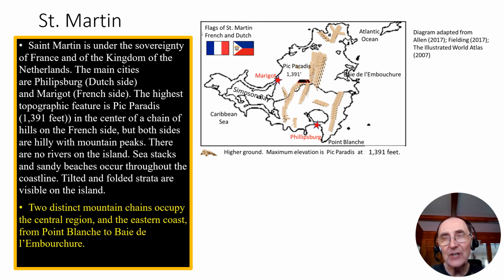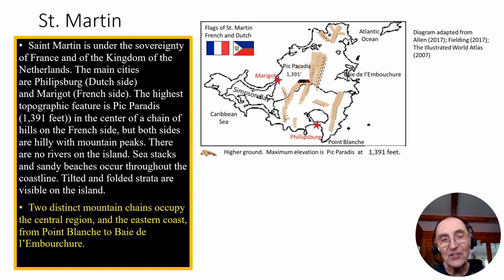The highest topographic feature on the island is Pic Paradis, with an elevation of 1,391 feet above sea level, in the center of a chain of hills on the French side. But I should tell you that both sides are hilly with mountain peaks. There are no rivers on the island.